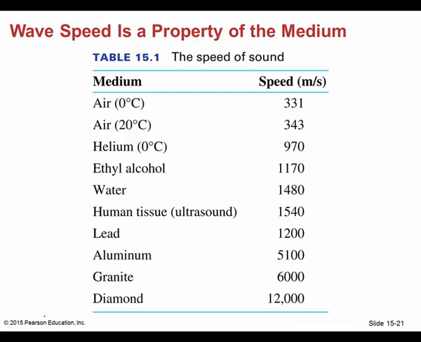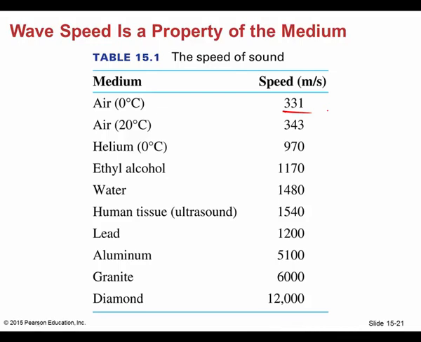All right, here they give you some values. Notice it's slower at 0 degrees. Well, of course. Why would it be slower at 0? Well, because the molecules are not moving as fast. The air molecules are not moving as fast. It's more dense. The gas is more dense. If it's more dense, it has more weight, and so forth.